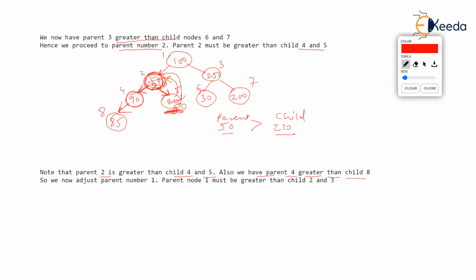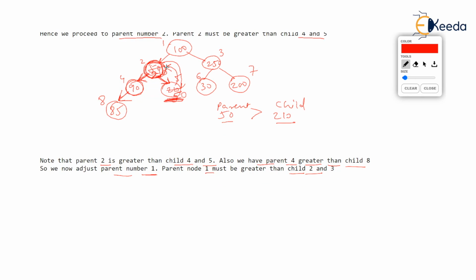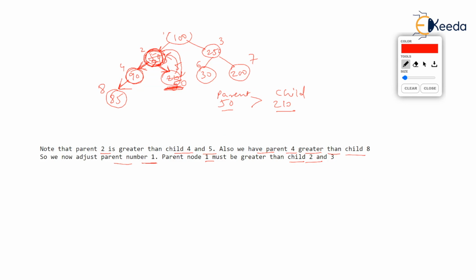Now we must adjust parent number 1. And you know parent number 1 must be greater than child 2 and 3. So let's do this. I will draw the heap that we have currently. 100 is still first node. Left now is 210. Observe the above heap. Right of 100 is 250. Okay. And left of 210 is 90. Right of 210 is 50. Just check it carefully. 30. Then 200 is the right child of 250 and left child of 90 is 85, with position numbers shown as 4, 5, 6, 7, 8.